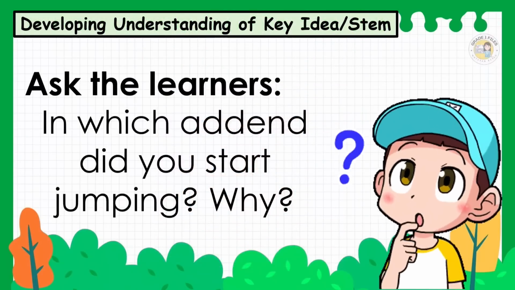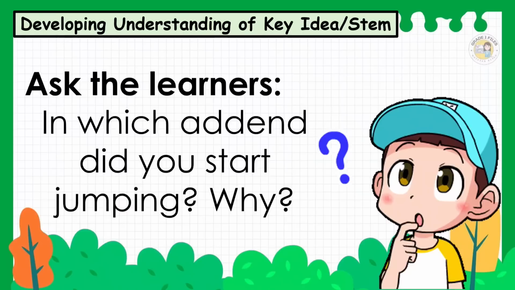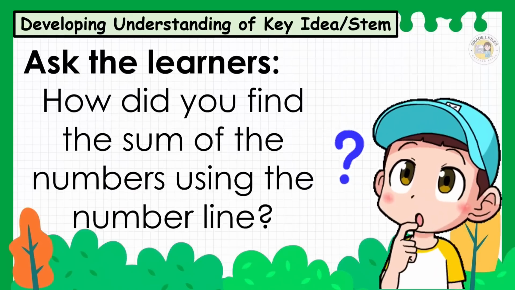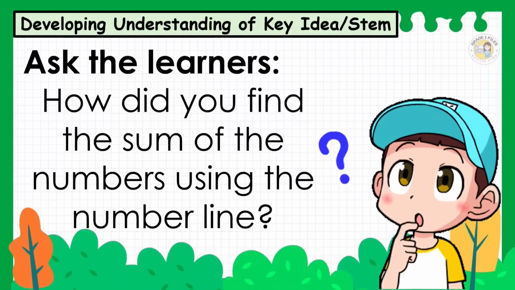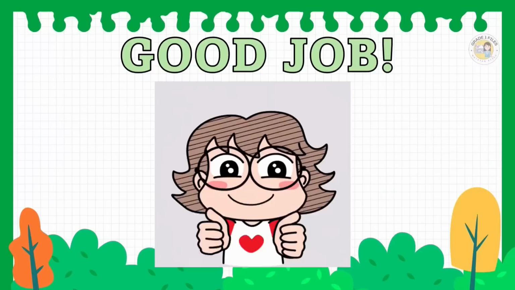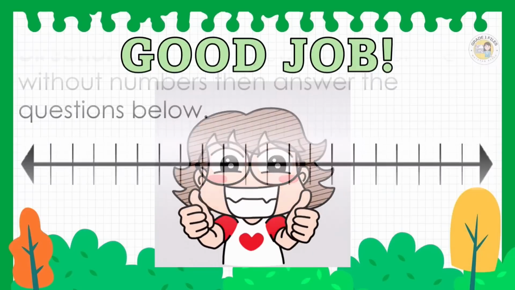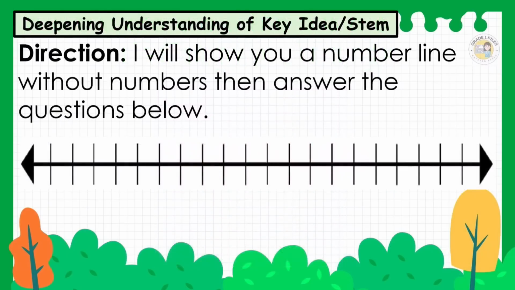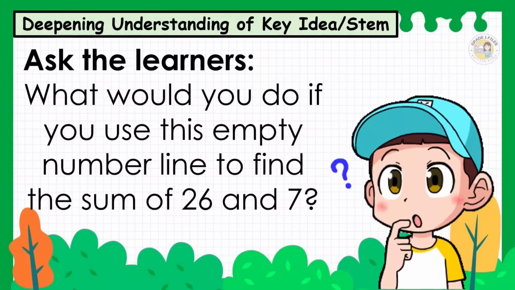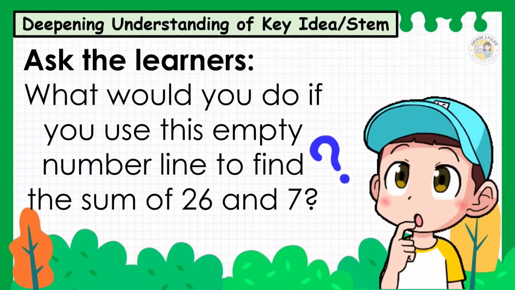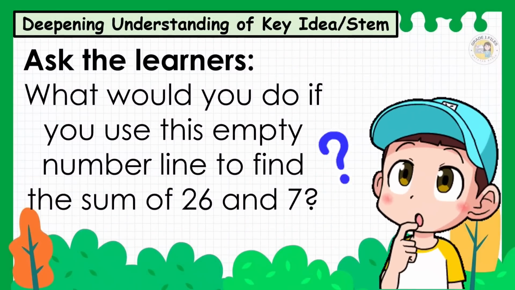Students, in which addend did you start jumping? Why? How did you find the sum of the numbers using the number line? Now I will show you a number line without numbers, then answer the question below. Students, what do you do if you use this empty number line to find the sum of 26 and 7?